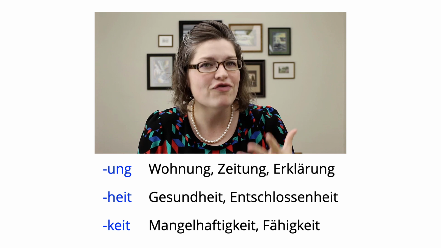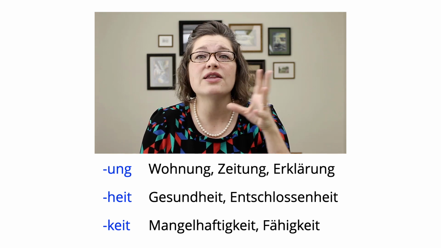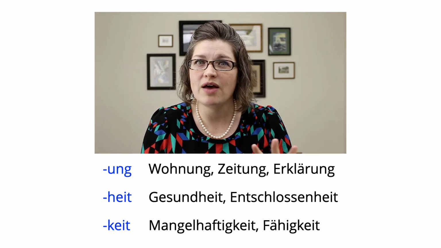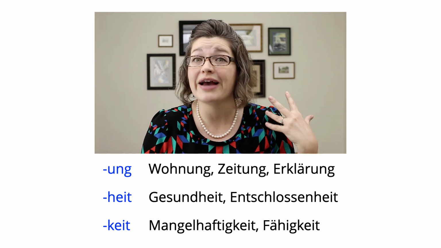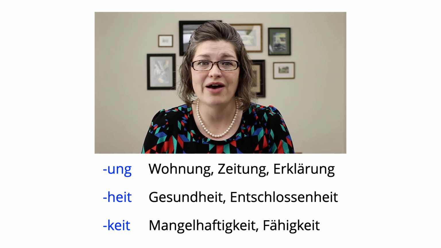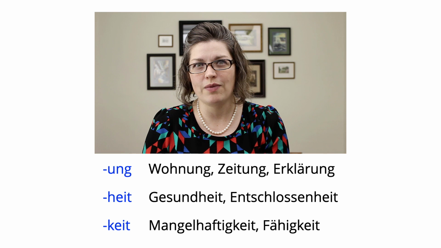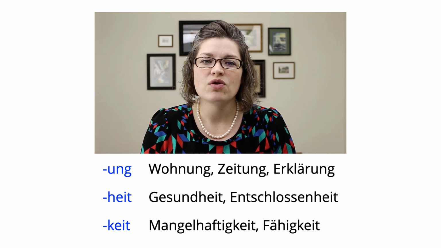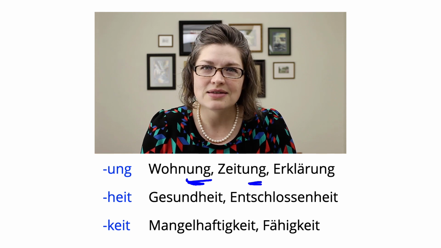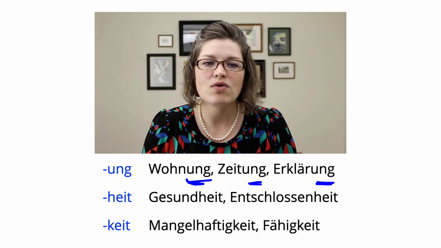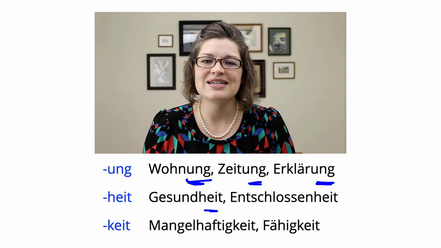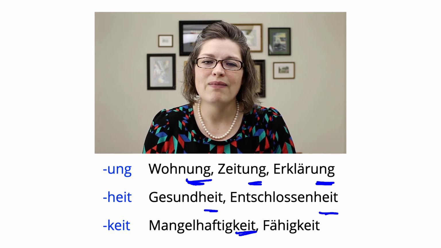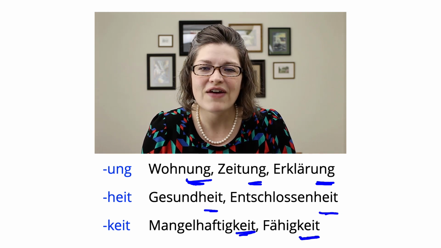There are more feminine endings than there are masculine or neuter, and the bulk of them are ironclad and apply to lots and lots of German nouns. But the 3 that you should start with are -ung, -heit, and -keit. So we have die Wohnung, die Zeitung, die Erklärung, die Gesundheit, die Entschlossenheit, die Mangelhaftigkeit, die Fähigkeit.